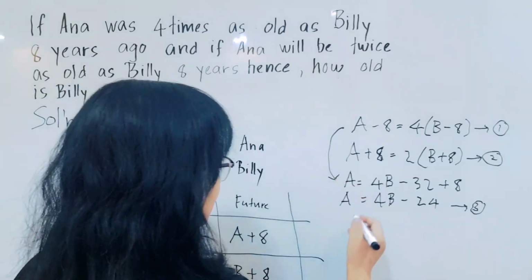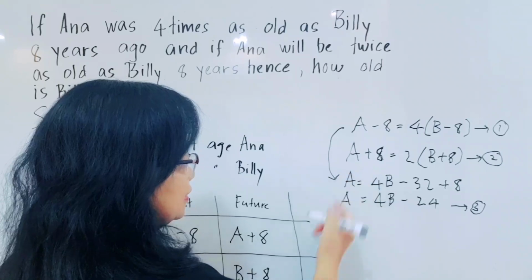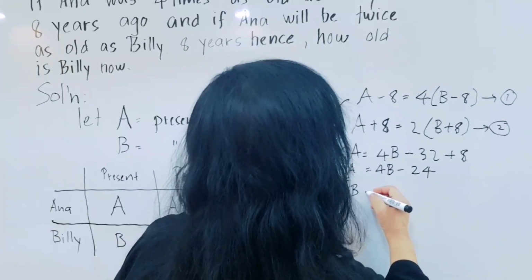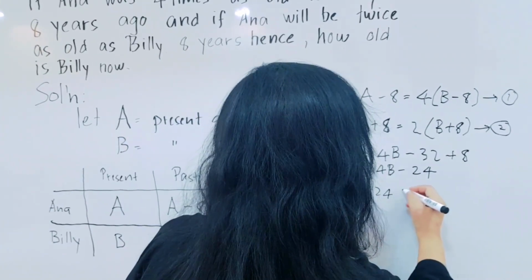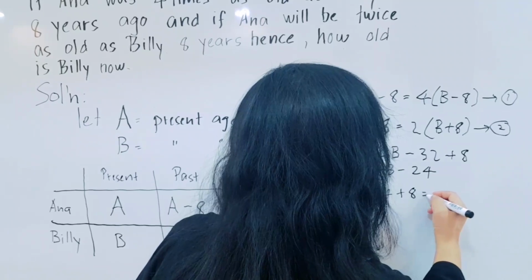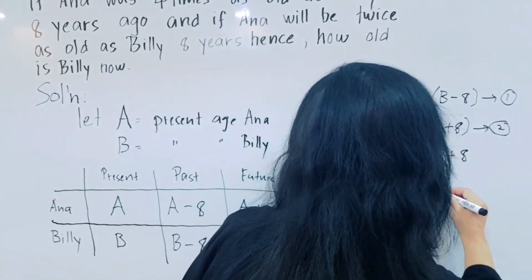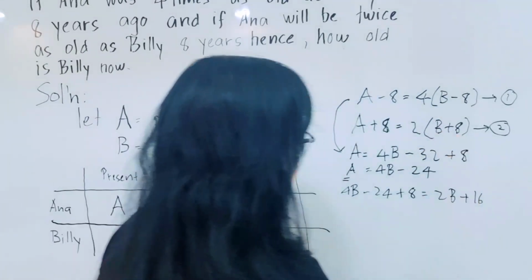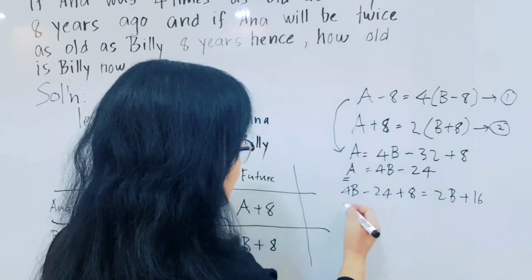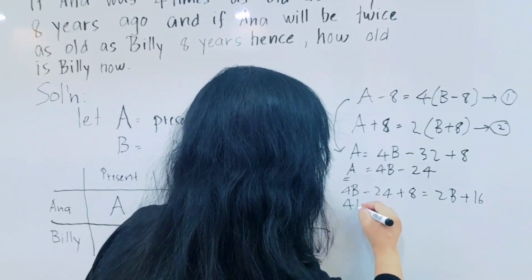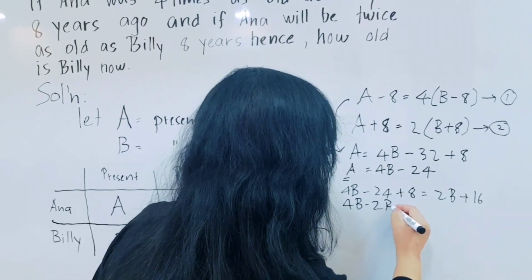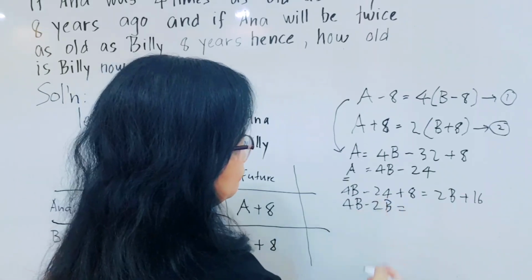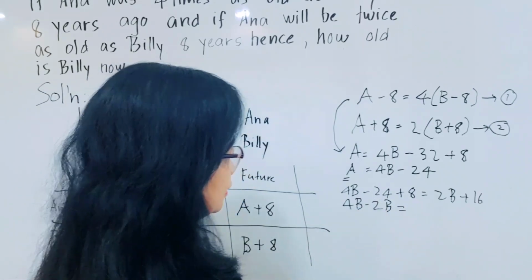Now, we can substitute this in the second equation. So, 4B minus 24 plus 8 is equal to, of course, 2B plus 16. 2 times 8 is equal to 16. Now, 4B minus 2B is equal to 16 plus 24, which is equal to 40.